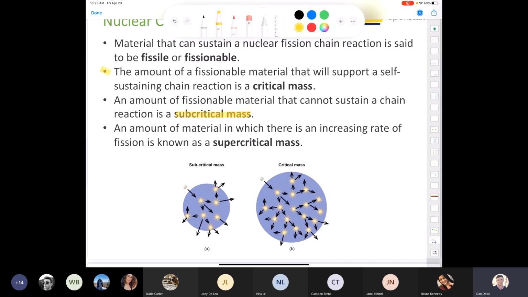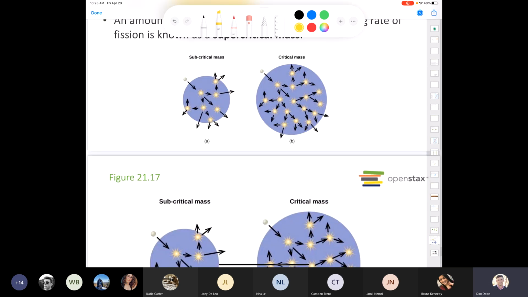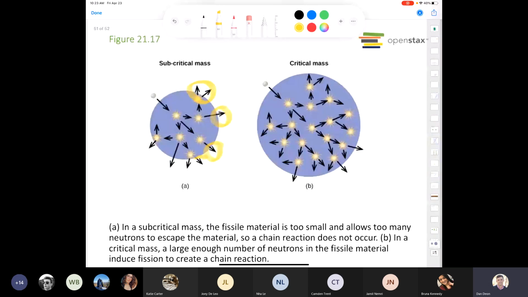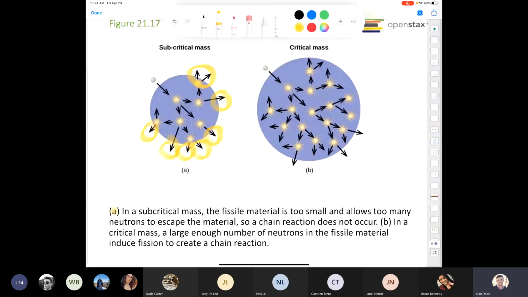Now, if you don't have enough, why wouldn't it sustain the reaction? You might think, okay, maybe it just means that I'm going to get a smaller amount of energy. No, it means that it won't sustain the chain reaction. The reason why is this. When you have a subcritical mass, look what's happening to most of the neutrons. Most of the neutrons are actually escaping the surface, because think about it, the smaller amount that you have, the greater surface area you have per particle. So in a subcritical mass, the fissile material has too small a volume, and it allows too many neutrons to escape or leave the whole mass that you've got. This is the mass of all your uranium-235.